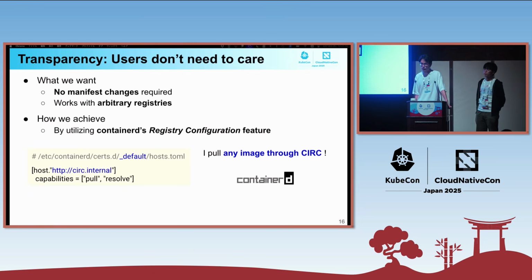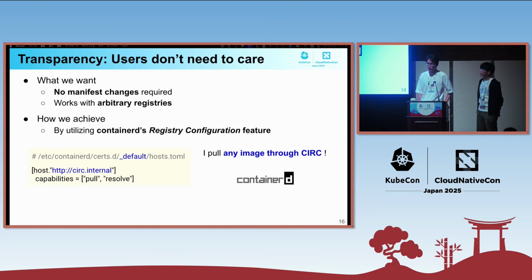Transparency means that users benefit from CIRC without needing to care about it. To ensure the transparency, we needed 2 things. First is no Kubernetes manifest changes are required, and the other is CIRC should work with arbitrary registries like Docker Hub or Quay. How to achieve the transparency?